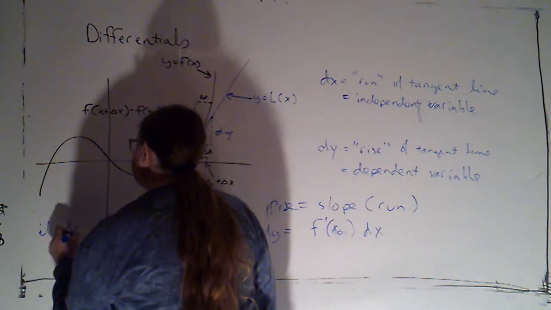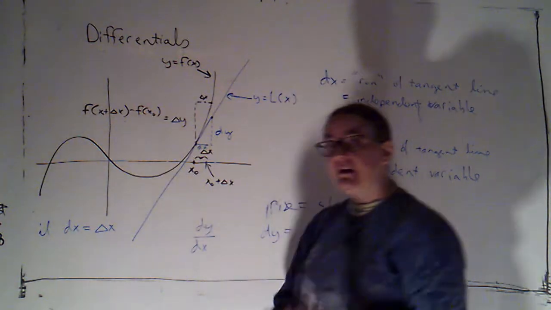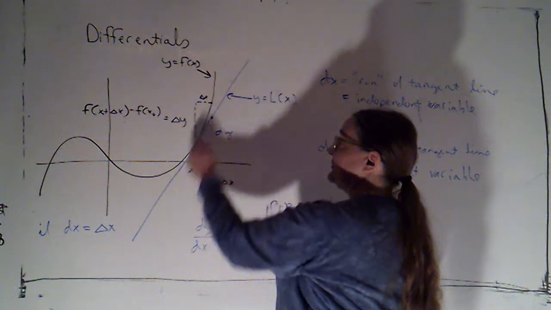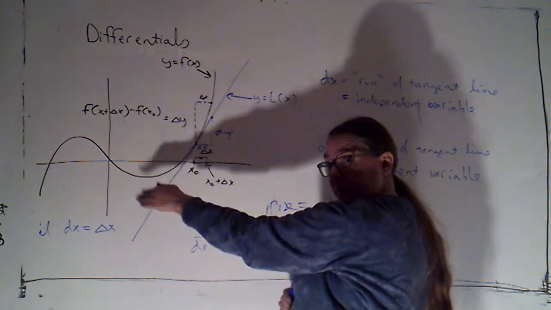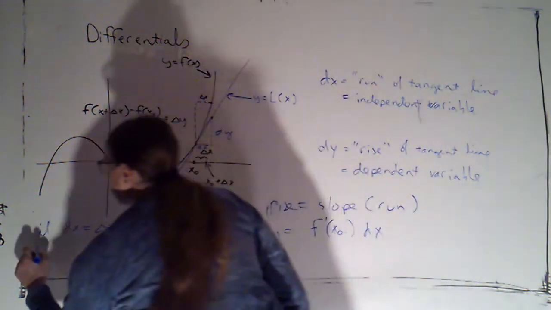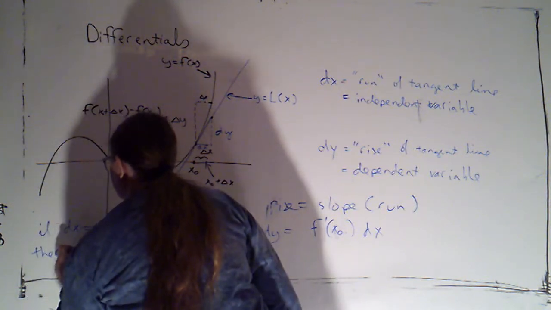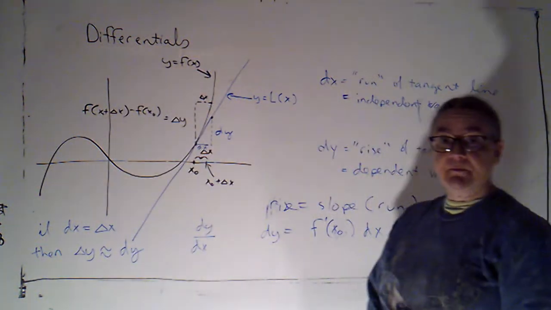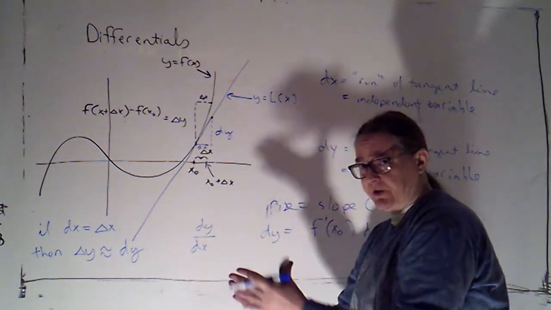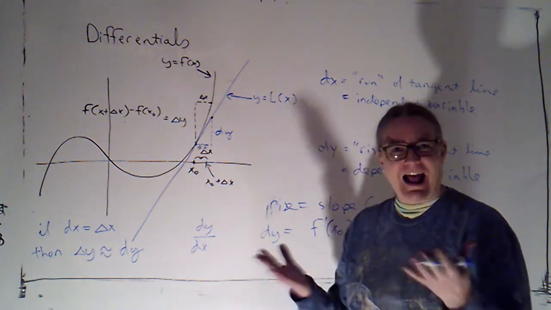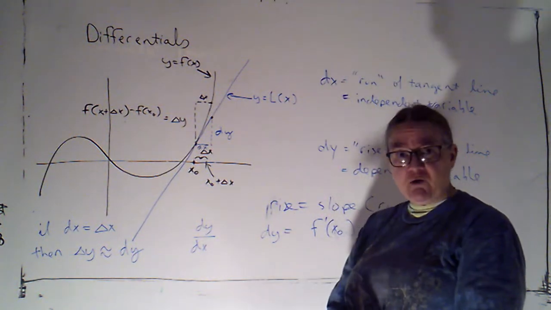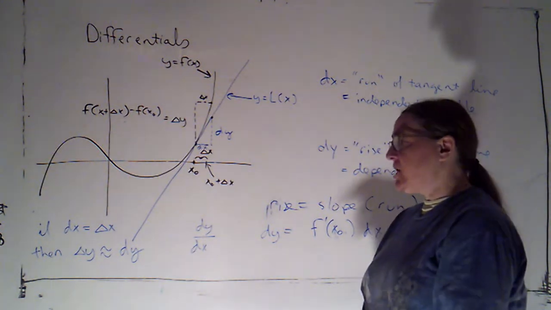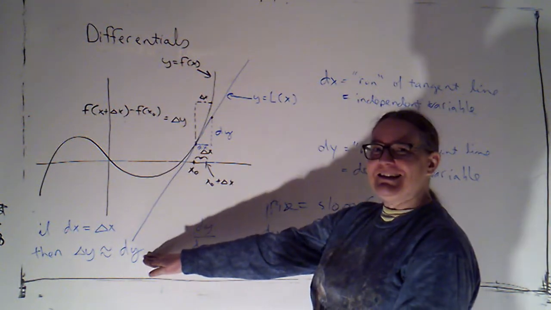If we set dx to be delta x, so if we make the horizontal change between points the same for our linear function and for the function that curves, for f of x, then delta y can be approximated by dy. So if I want to change my input a little bit, I want to know what the consequences are. I want to know how much that is going to change the output of my function. If that's a difficult calculation, this one should be an easy calculation.